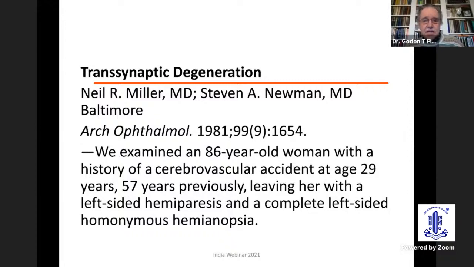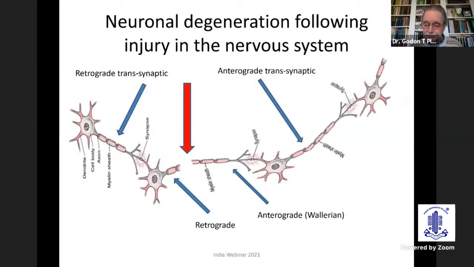And we also had a classic example of an N of 1 study. Neil Miller and Steve Newman, they found the oldest person they could with the longest standing occipital stroke, and they couldn't see any changes in the retina using these techniques that Bill Hoyt had taught them to look for nerve fiber loss.